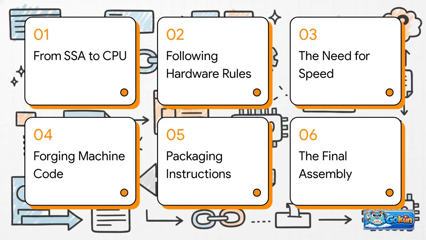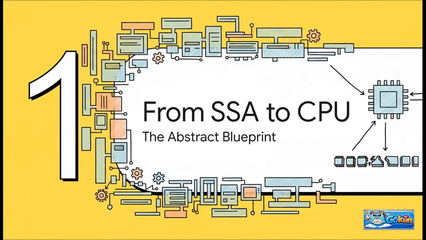So, here's our game plan. We're going to follow your code through the final stages of the compiler's pipeline. We'll see how it gets customized for specific hardware, how it's optimized for pure speed, and finally, how it's all forged into the machine code that actually runs on your computer. Let's dive in. Okay, so we're jumping in partway through the compilation process.